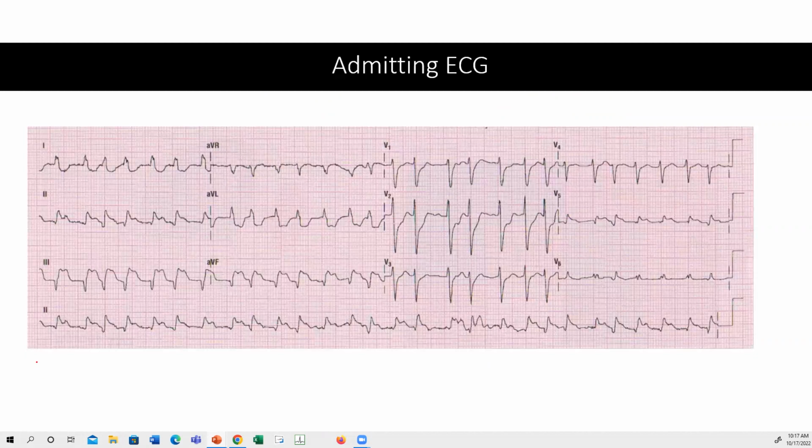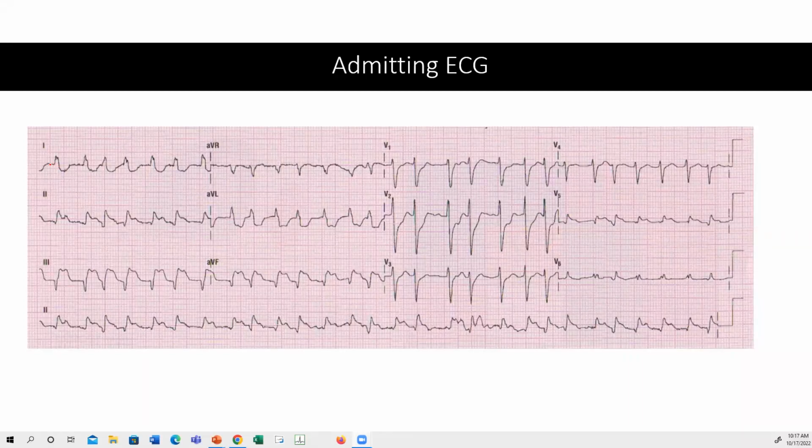Okay, great. So my question now is, do we have ST elevations in this ECG? And if we have ST elevations, where are they located? All right. So tell me which leads are going to be elevated. Which leads are elevated? Okay, lead 2.